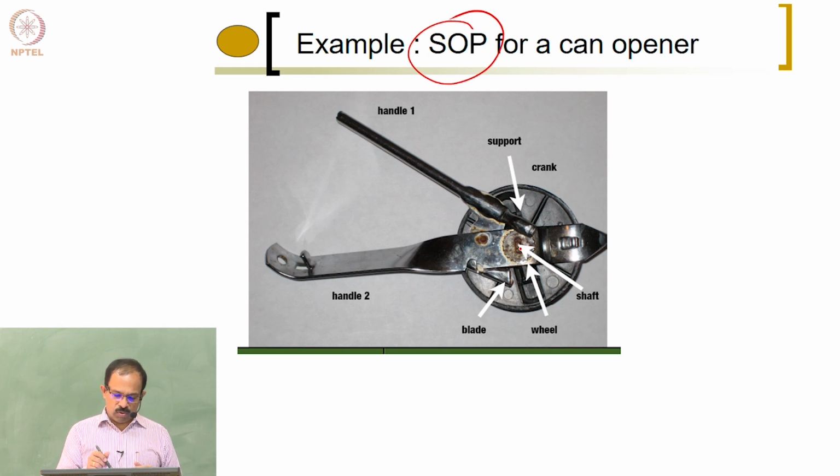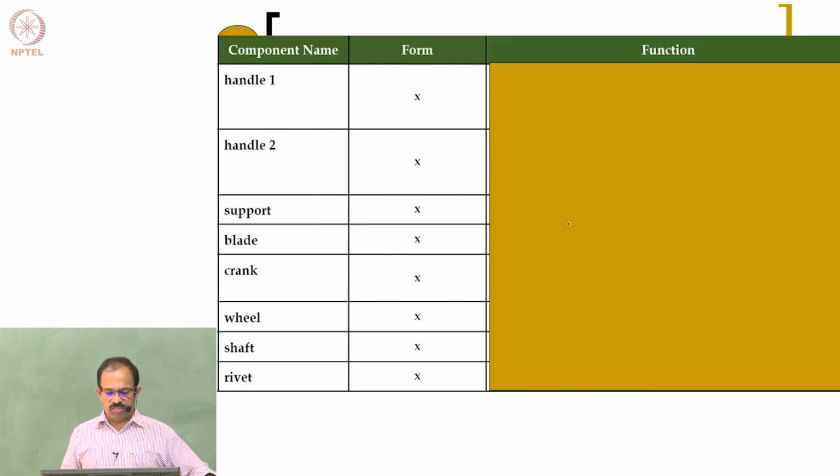So each one you try to understand. Suppose you remove these parts, can you still operate it? Or if you remove this cutting blade, whether you can operate it. So this wheel. Like this, we try to see what each one is doing and then write it down as a chart, and that is known as the subtract and operate procedure.